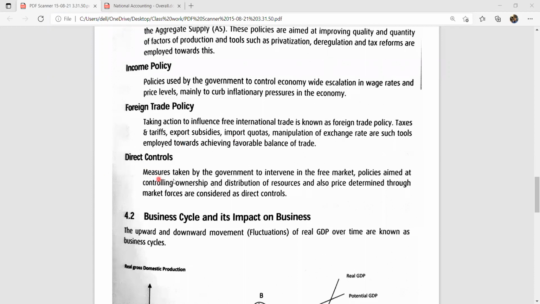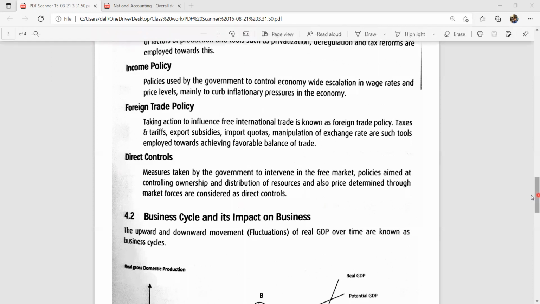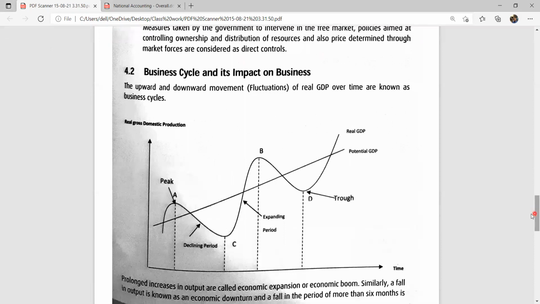Direct control: measures taken by the government to intervene in the free market. Policies aimed at controlling ownership and distribution of resources, and also prices determined through market forces, are considered direct control. So in here, they concentrate on such a direct focus. The government wants to reduce income inequality through particular policy measures. Right.